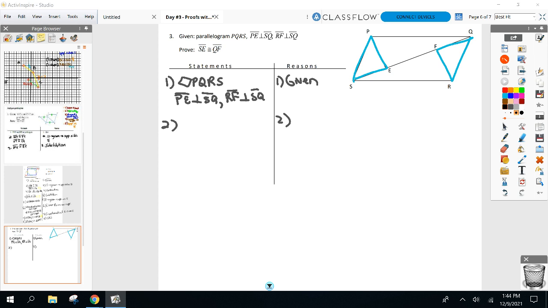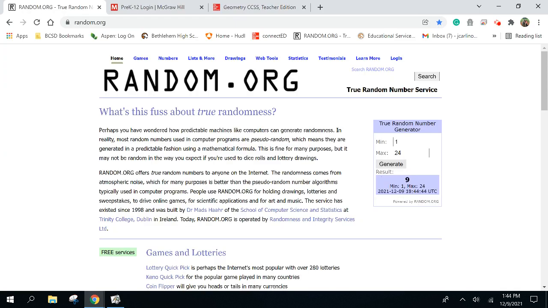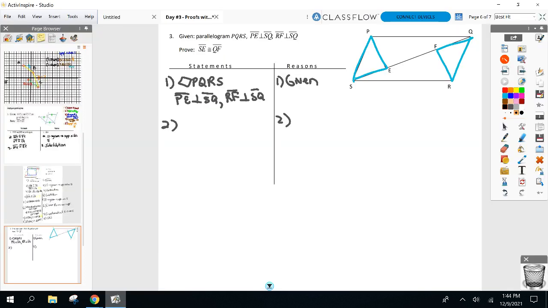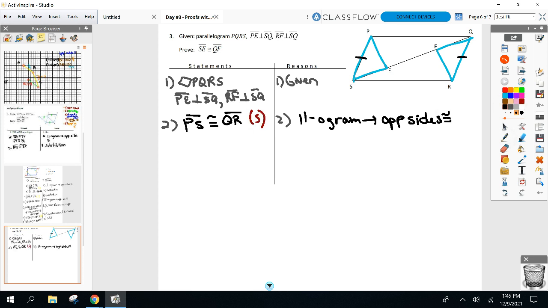All right, talk to me. Where are the angles or sides you want? One pair only. Okay, I'll take that. PS and QR. Parallelogram implies, what property are we using for that one? What property for those two sides? You got it. All right, so there's a side down. Two more to go.